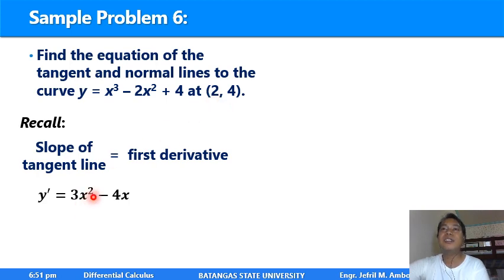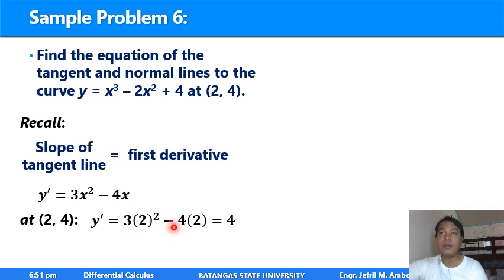Okay? So, substitute mo lang, no? Wag y ha, kasi ang hinahanap natin ay value ng x, no? X kasi yung nandyan. So, ano ba ang value ng x doon sa given point? That's 2. So, you substitute 2 here. 3 times 2 squared minus 4 times 2. Anong sagot? Okay. So, this is 3 times 4 is 12 minus 8. 12 minus 8 is 4. So, ito na yung slope ng line na hinahanap natin.